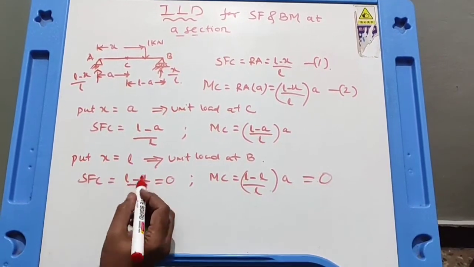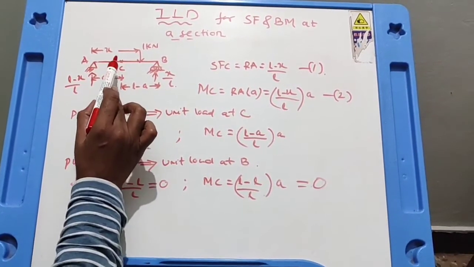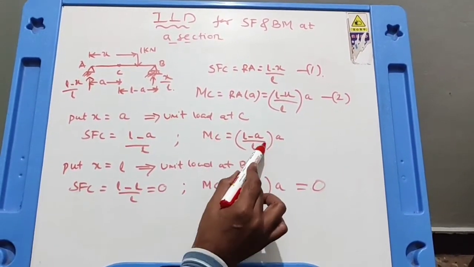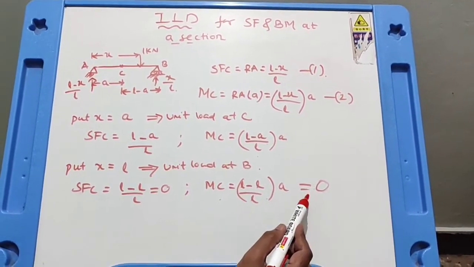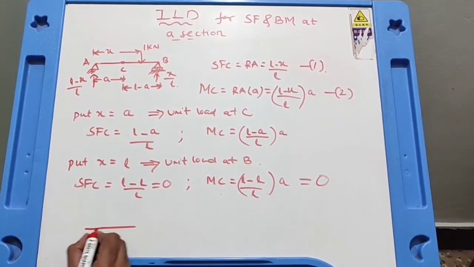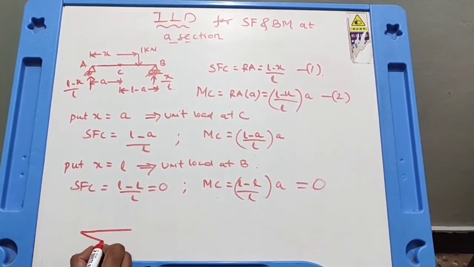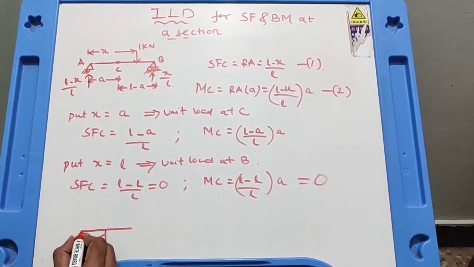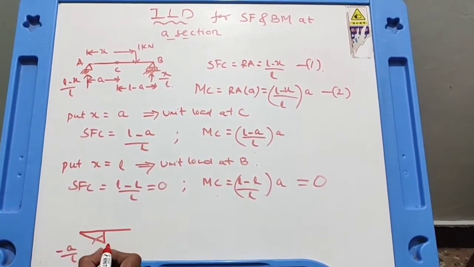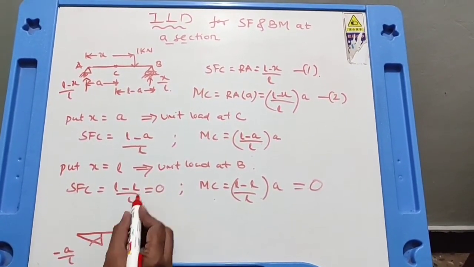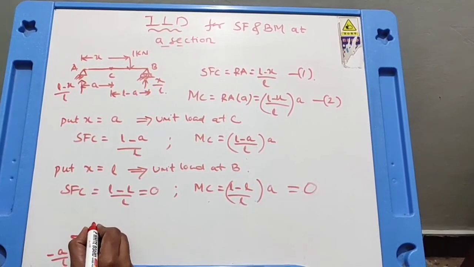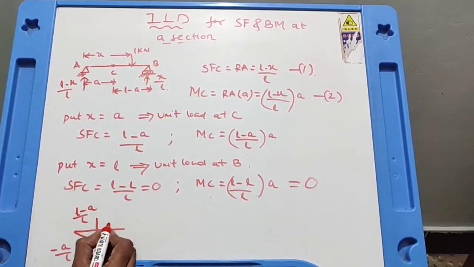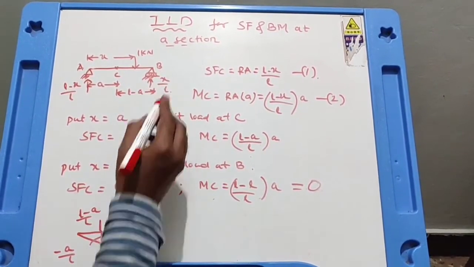So we got two values for shear force at C, when the unit load is at C and at B respectively, and two values for bending moment at C: (L minus a) upon L into a, and 0. Now can we complete the diagram? We had already drawn half the diagram. In the previous diagram I had shown only half, the influence line diagram for shear force from 0 to minus a upon L. The new value for shear force at C is a positive value, equal to (L minus a) upon L, and 0 when the unit load is at B.